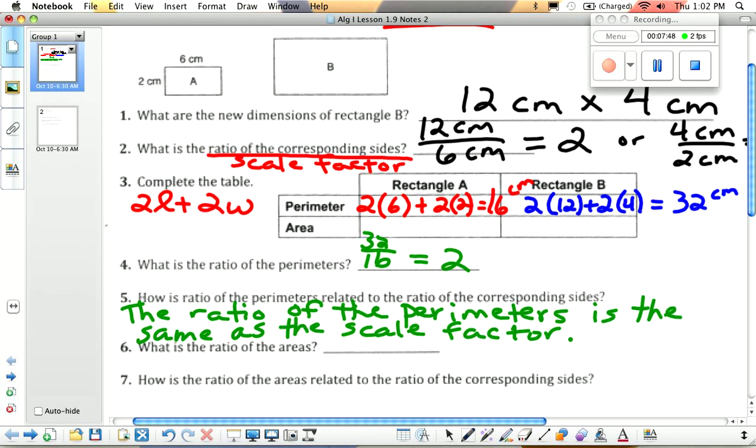Okay, let's go back up to area now. Let's find the area of these two rectangles. How do we find area of a rectangle, first of all? Length times width. Okay, so this one will be 6 times 2, which is 12. What's the label on this one? Centimeters squared. Two-dimensional, we took a dimension times a dimension, that's squared. And then this one is 12 times 4, which is 48, and those also are centimeters squared.